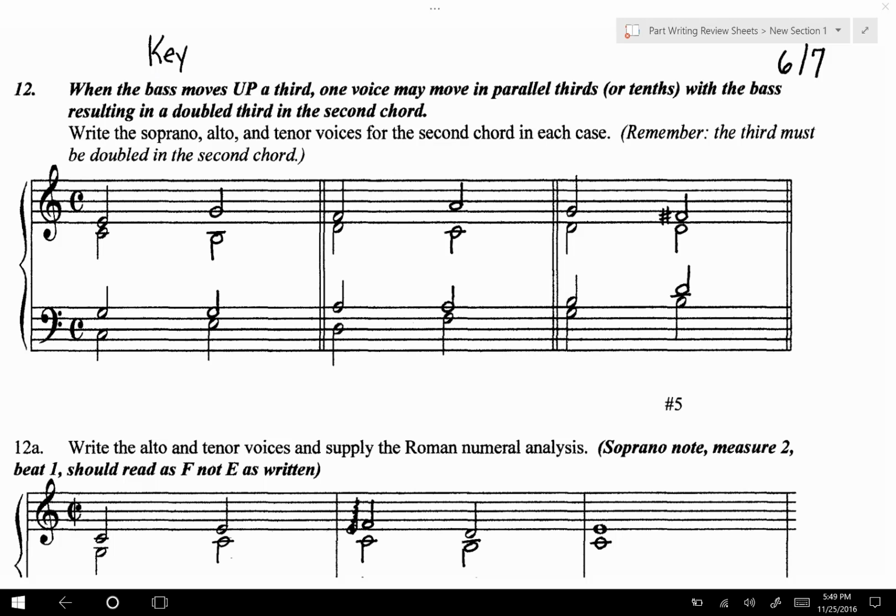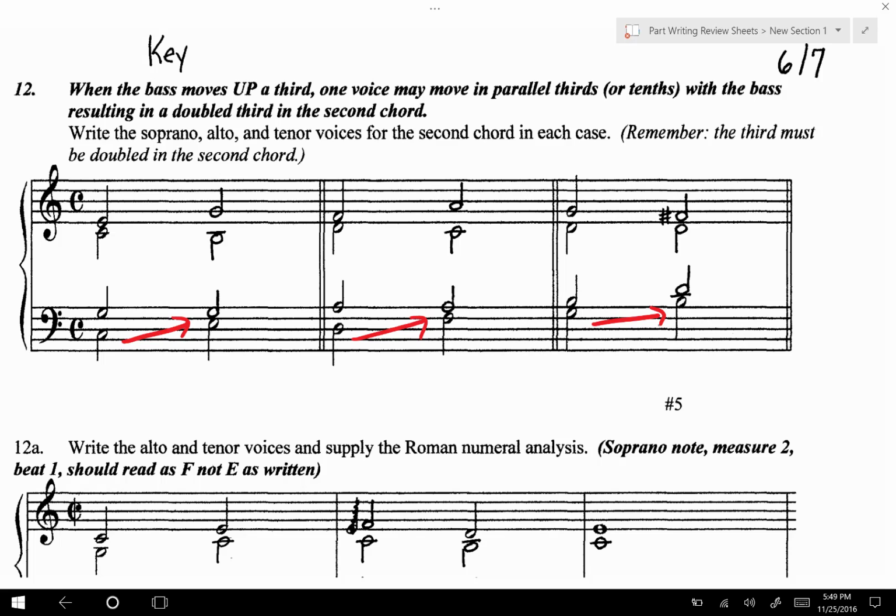Let's move on to page 6, number 12. Learn this principle: when the bass moves up a third, as in the case here, one voice may move in parallel thirds or tenths with the bass, resulting in a doubled third in the 2nd chord. We practiced this earlier, and it's really important that you follow this rule when you're in harmonic minor and you're going from a 5 chord to a 6 chord to avoid that augmented second interval. But know that this can happen in other situations as well, and it is acceptable, okay?